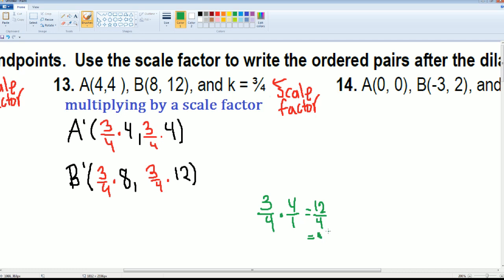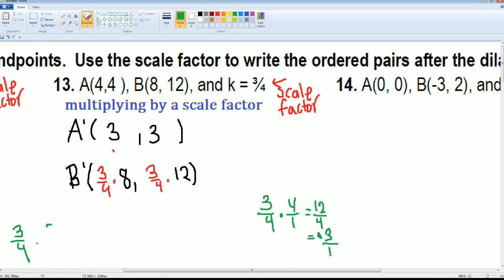So what is 12 divided by 4? 3. 4 divided by 4 becomes 1. So this just becomes 3. 3/4 times 4, it's the same thing. This became 3. Hold on. You know what? Let me just write it out. It's going to be so much easier if I can just write it out and double check.